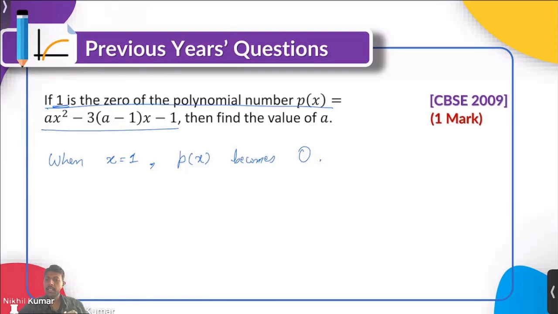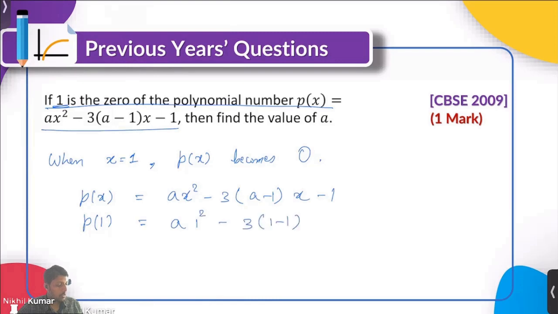Let's substitute x equal to 1 in the polynomial. We have this polynomial p of x as ax square minus 3a minus 1 times x minus 1. So what would be P of 1? P of 1 would be a times 1 square minus 3 into 1 minus 1, sorry, 3a minus 1. You have to put 1 in place of x, alright? So that's what we did.